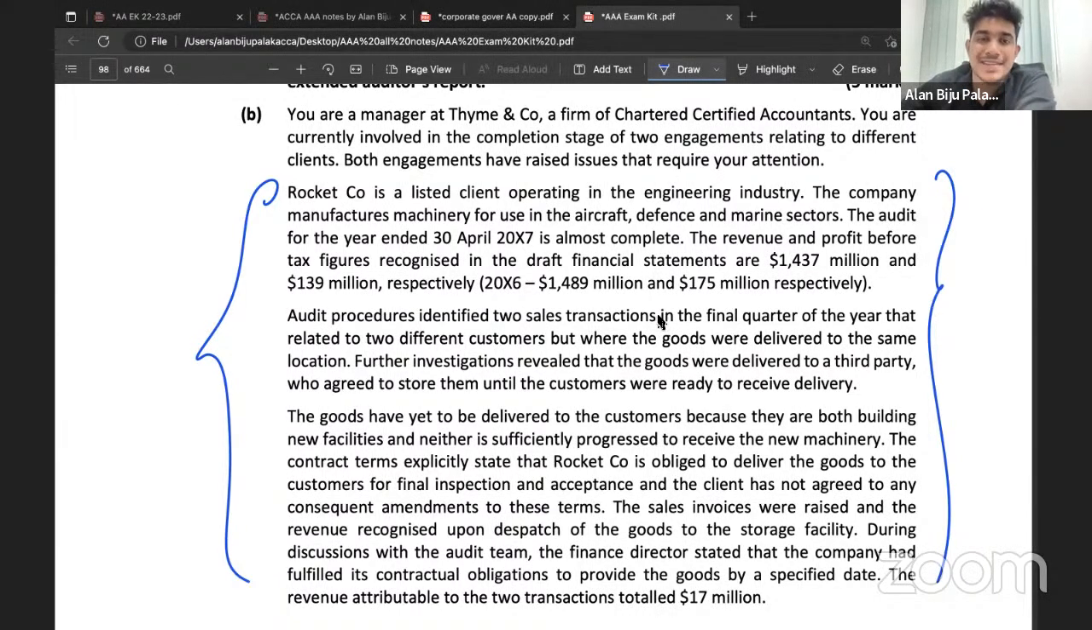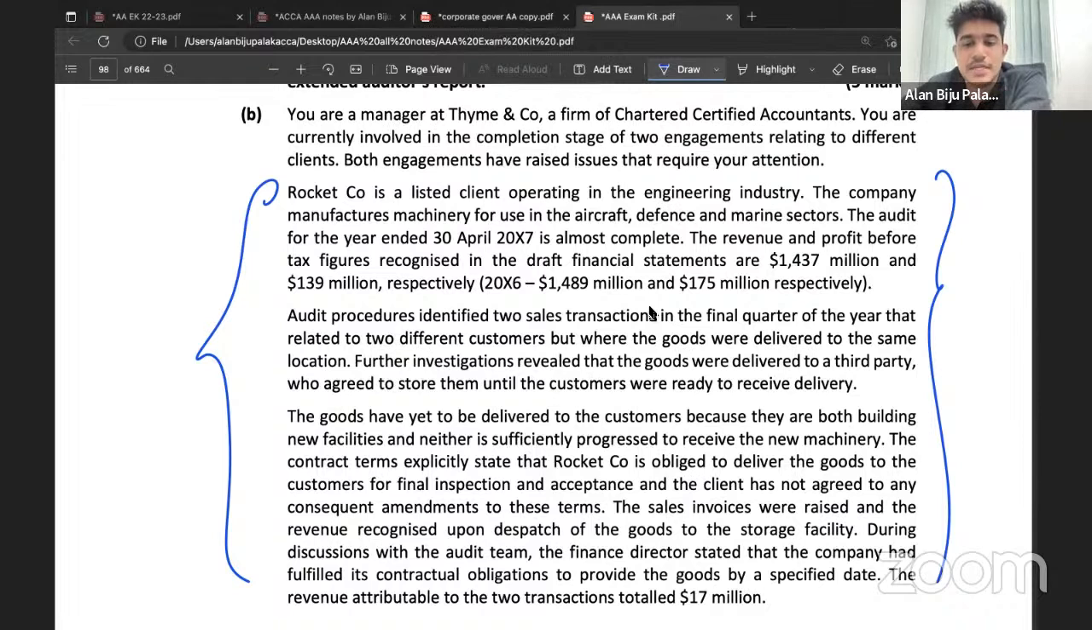So what did they tell us regarding the company's contract? They have got 2 contracts in relation to 2 different customers. They agreed that they will deliver the products to the customer's warehouse, and the customer will also have to finally inspect the product. Only then will they consider it a completed contract. And they have clearly mentioned that the company has not yet satisfied the performance obligation, because they have delivered the product to a third-party warehouse and the goods are yet to be inspected by the customers. So it is very clear that the company has not yet satisfied the performance obligation.